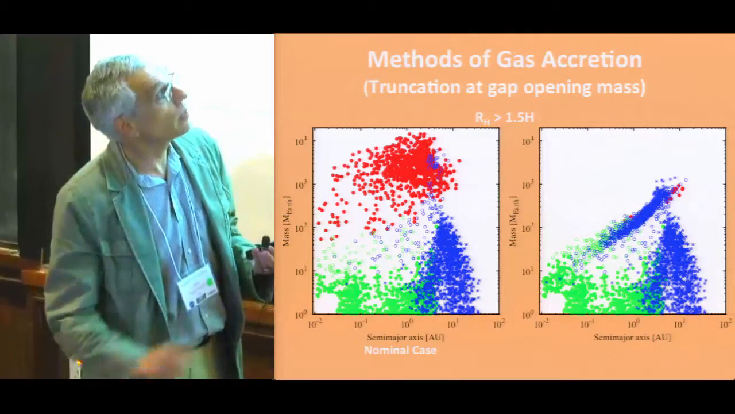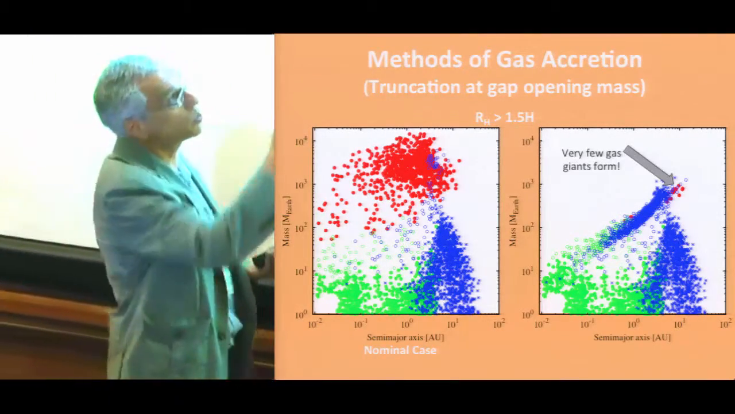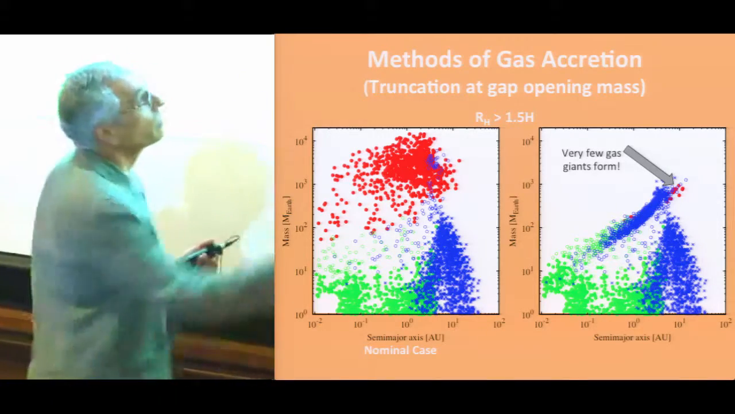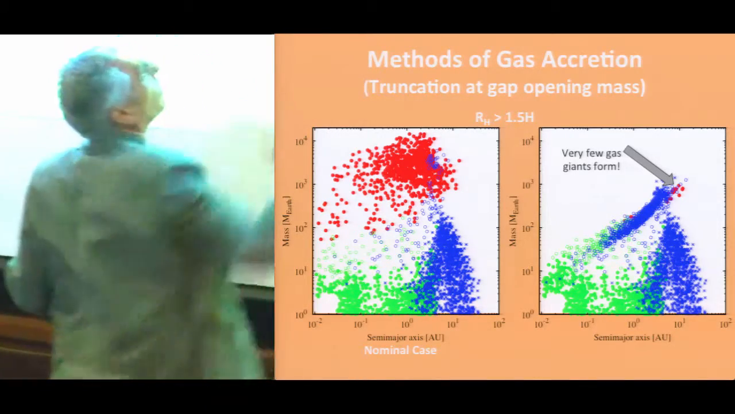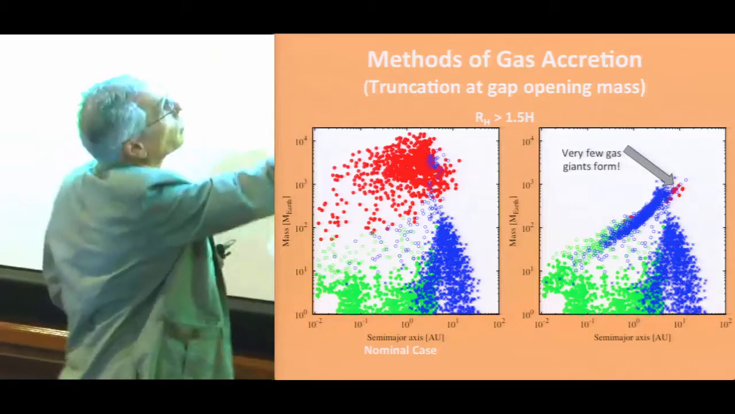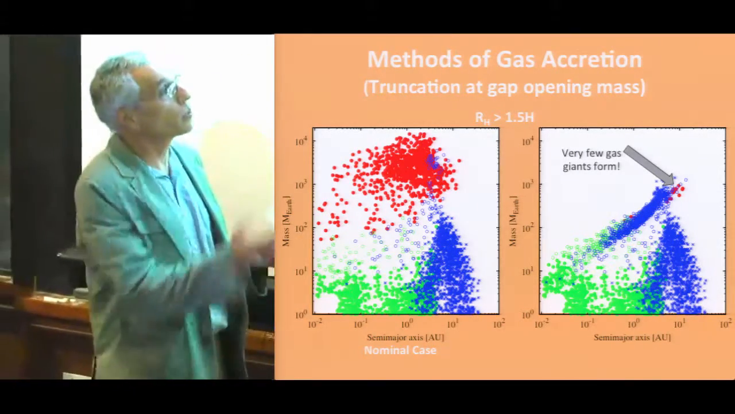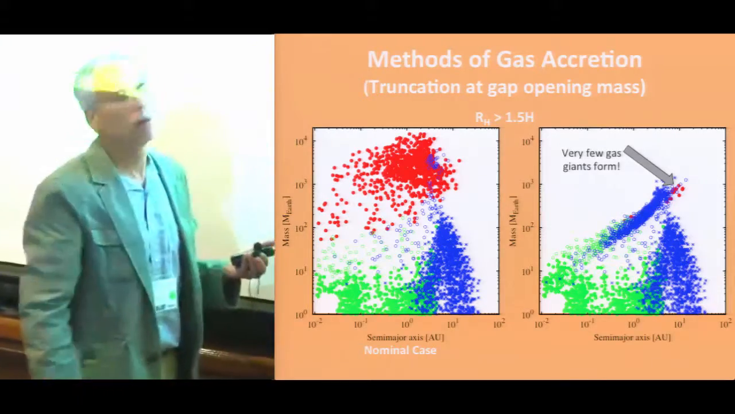And there we see some hot Jupiters start to form, but still not very many. And again, we see this big wedge of ice giants that were not present in the nominal case. So they grew to a certain size, and then they couldn't grow any further.